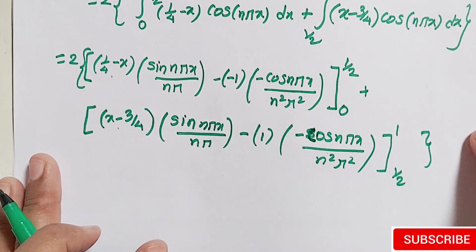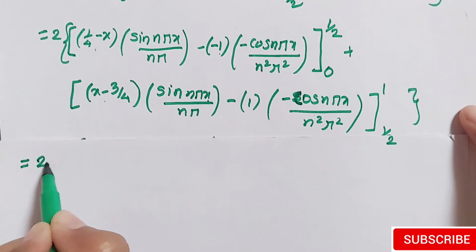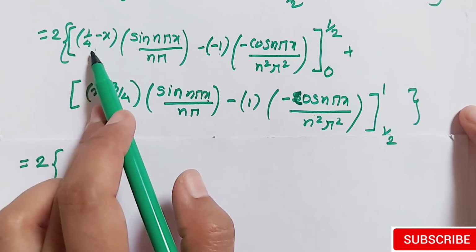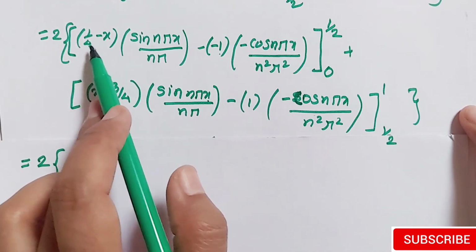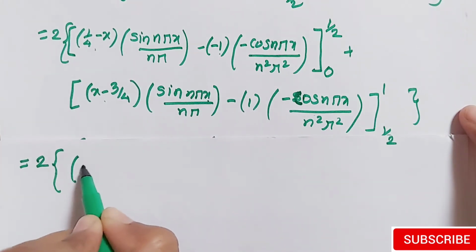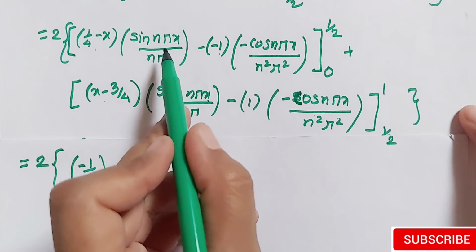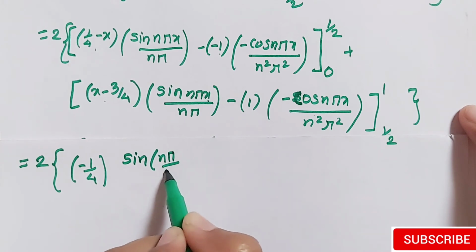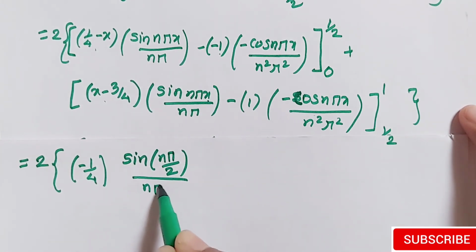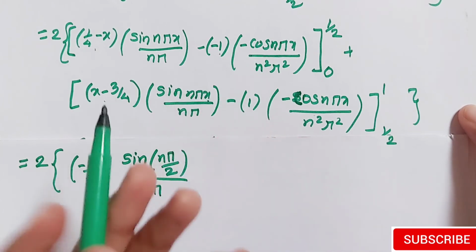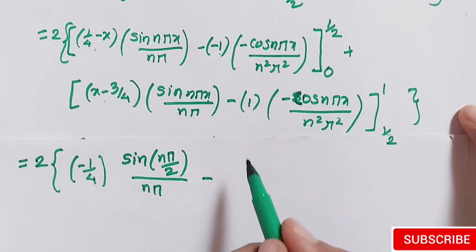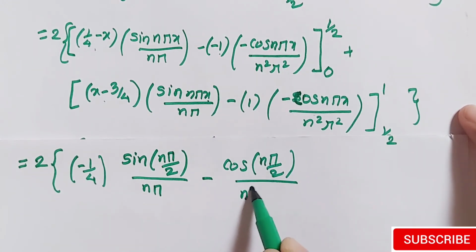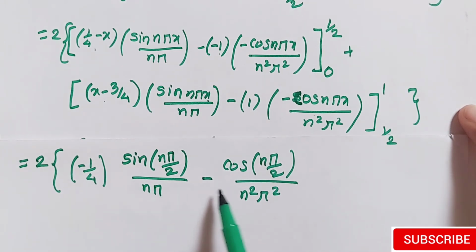In the next step, put upper limit minus lower limit. So here 2 outside constant as it is. Upper limit is 1/2. So if we put 1/2 here, then 1/4 minus 1/2. Simplify this term: 1/4 minus 1/2 is minus 1/4. Here x equals 1/2, so it is sin n pi by 2 whole divided by n pi. Then here minus minus minus, so it is a minus, x equals 1/2, so cos n pi by 2 divided by n square pi square. So this is the term for the upper limit.